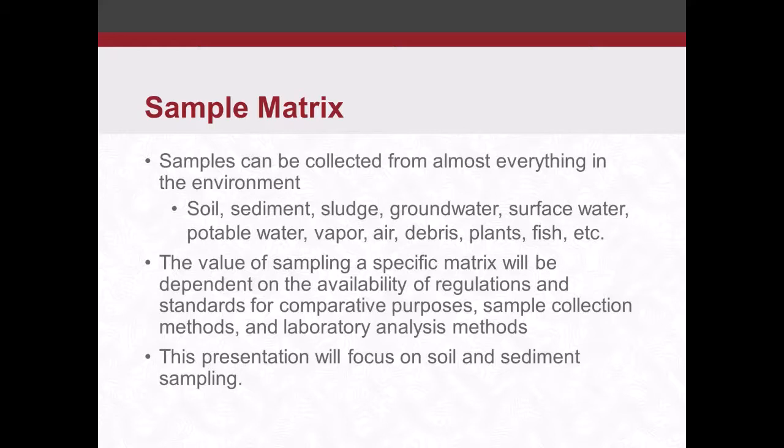Now, when you're looking at what matrix you're sampling, the value of that sampling is highly dependent on availability of regulations and standards that you can compare your data to. It's highly dependent on having consistent sample collection methods and also established consistent laboratory analysis methods. You might do some sampling where there's no established protocol for it, and then you've got to take that data for what it's worth. What does that data mean? You don't have any standards to compare it to. So it makes it very difficult to determine what you should do with a site if you find certain levels of contaminant where there are no established standards or protocol for it.